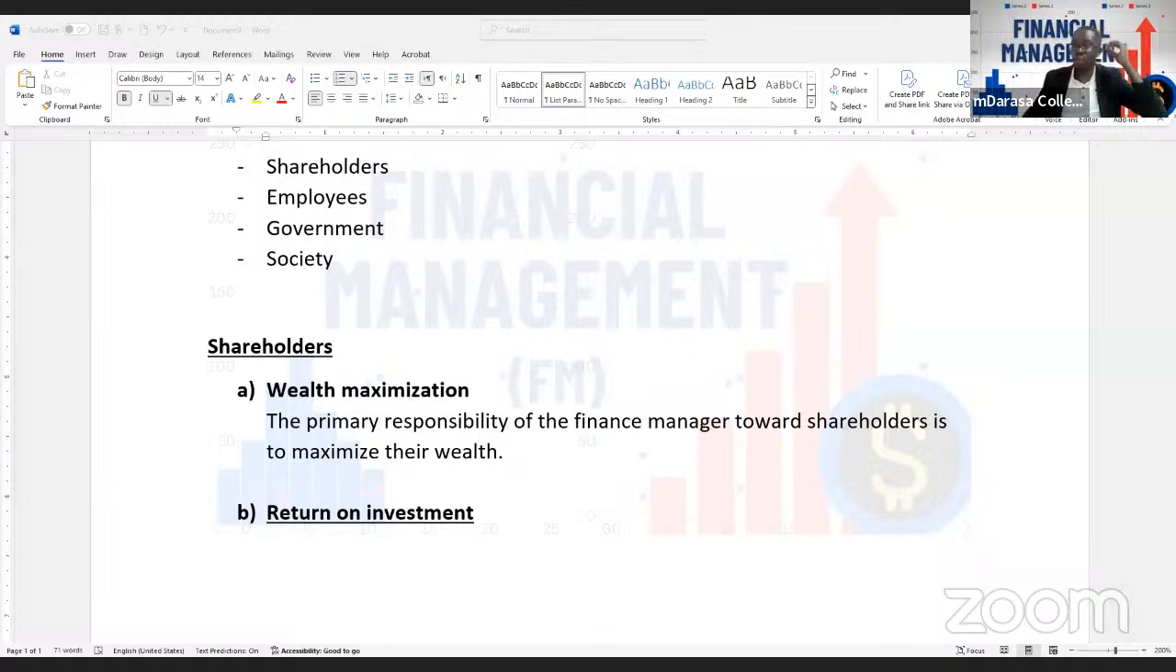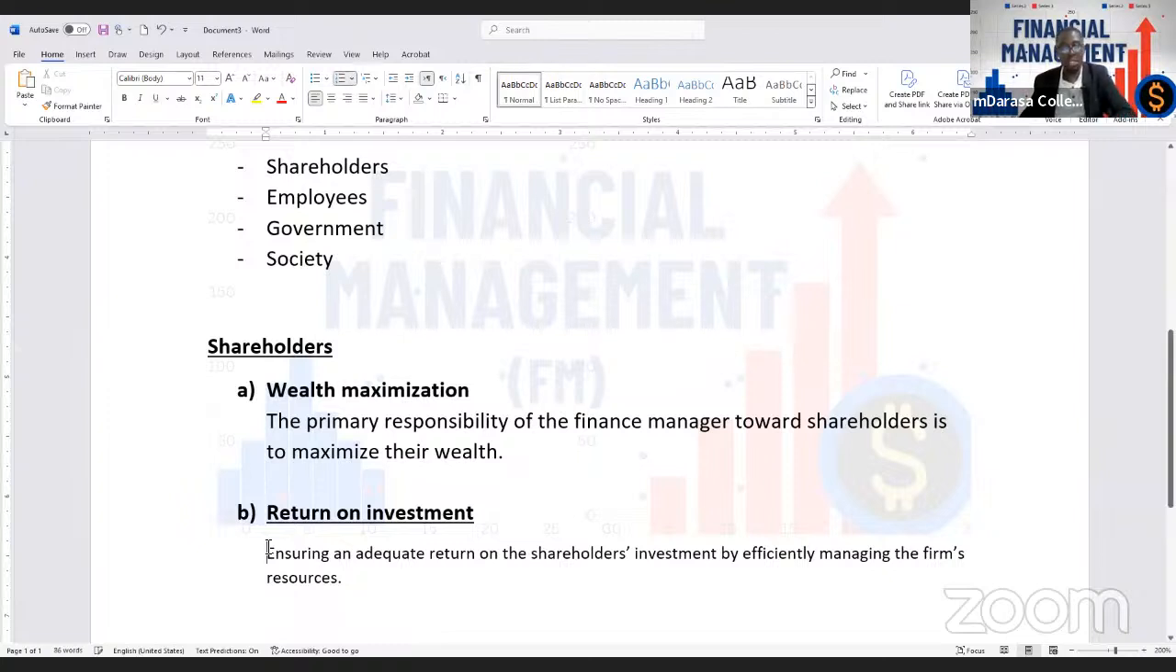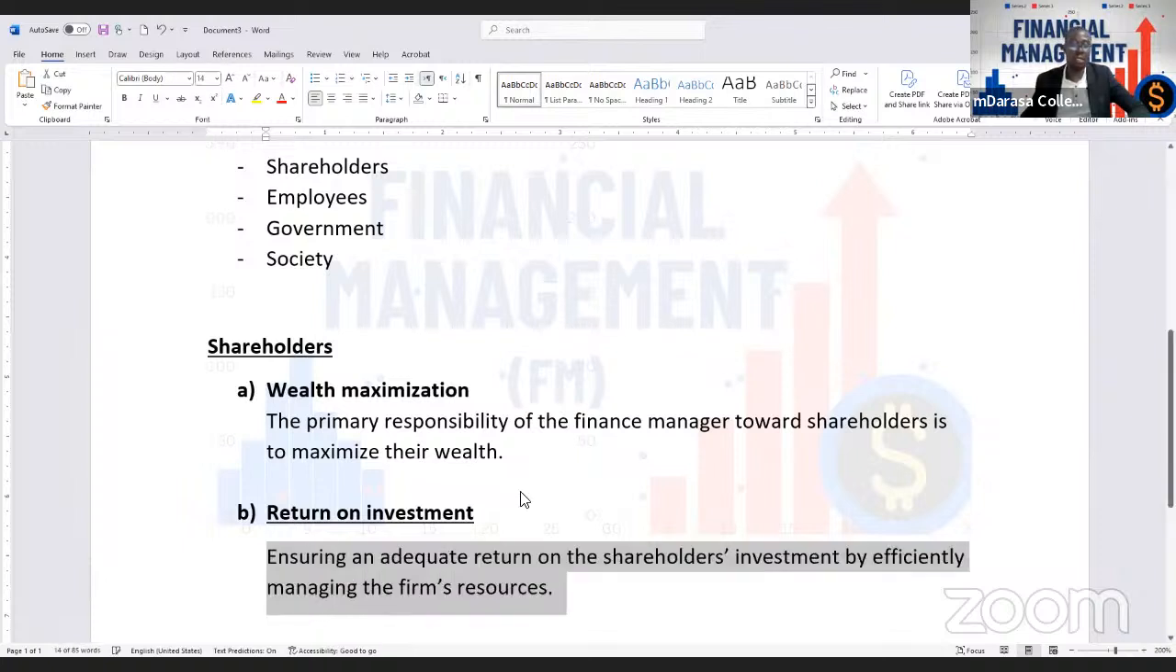You'll find that the role of the finance manager will simply be to ensure that there's adequate return on the shareholder's investment. How will I make sure that there's an adequate return on the shareholder's investment? Of course, this is through efficiently managing the firm's resources. By this, I'm going to make sure that this investor is actually getting adequate return on his investments. Very important for us to note. This is what you should be having, of course.